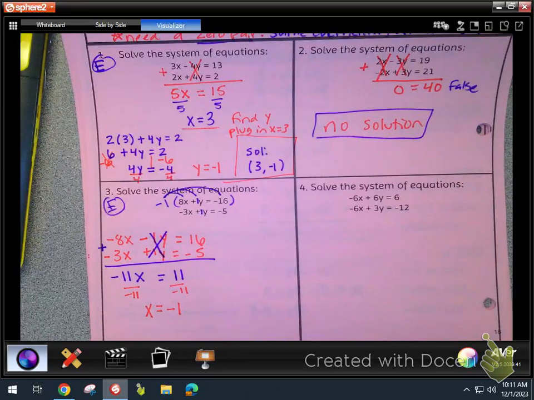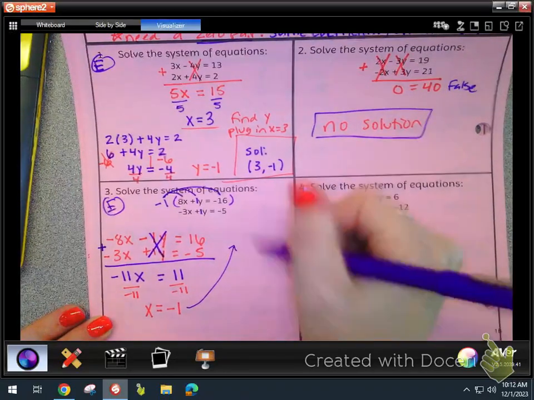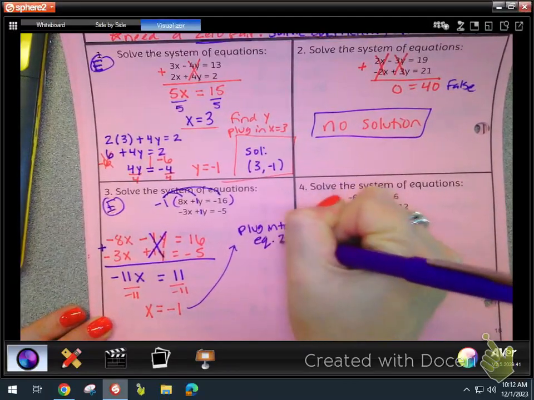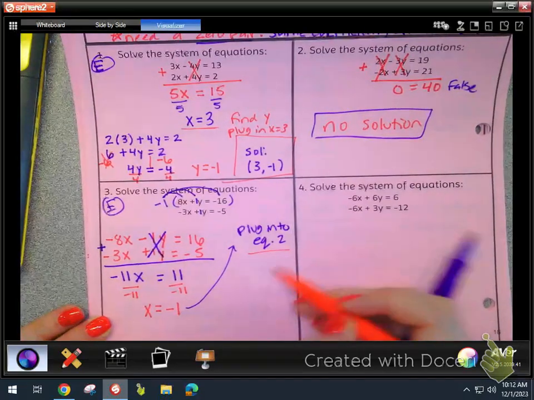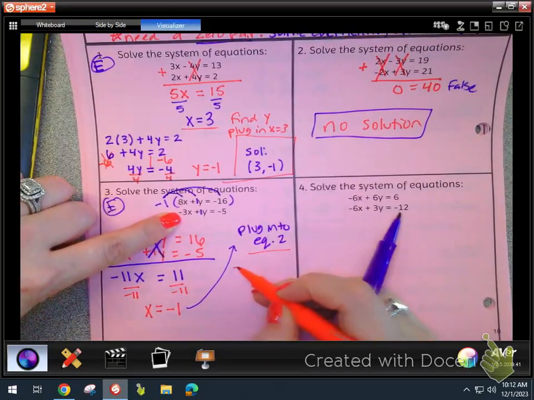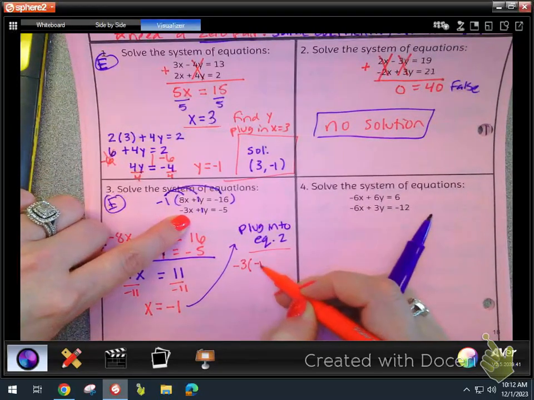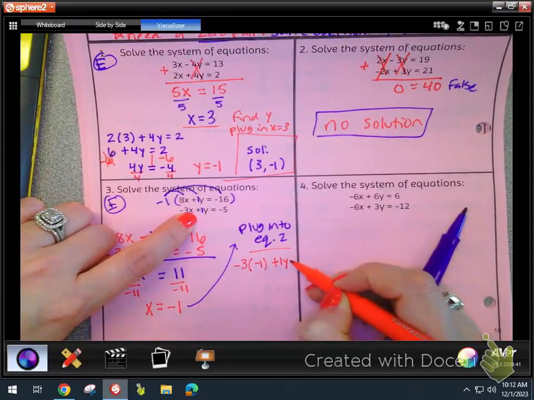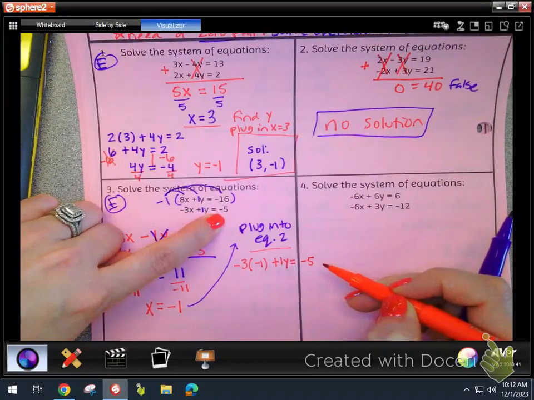All right, Noah, do you want to plug it into equation 1 or equation 2? I think we're going to do equation 2. So plug into equation 2. You're about to do one of these by yourself, so make sure you're paying attention. So it says -3x, but what do I know x is? -1, plus 1y equals -5.